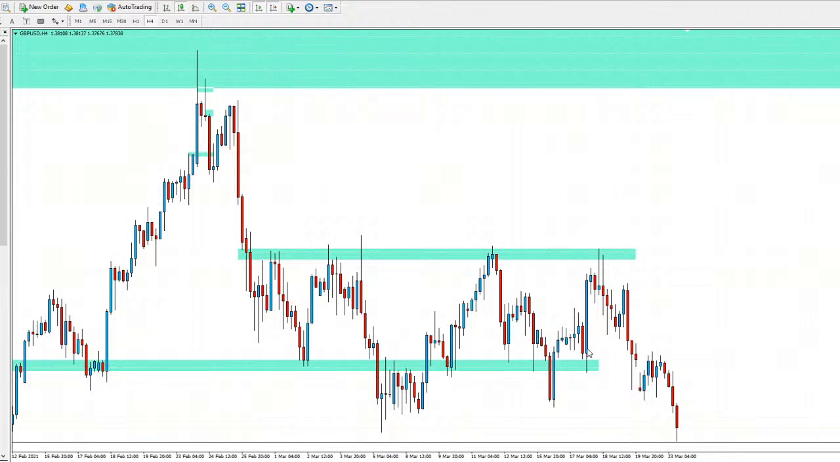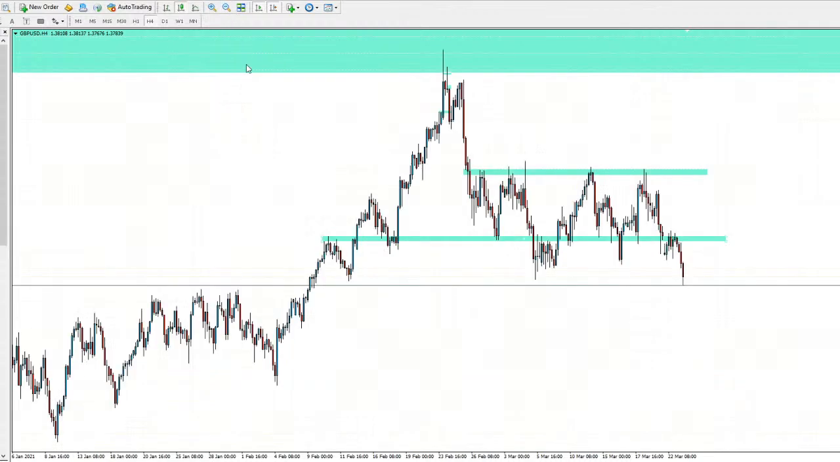GBP/USD, we're looking very bearish here, as you can see in the market. It took out this level here, broke, retested it, and fell to the downside. So it looks like we're getting a breakout towards the downside.